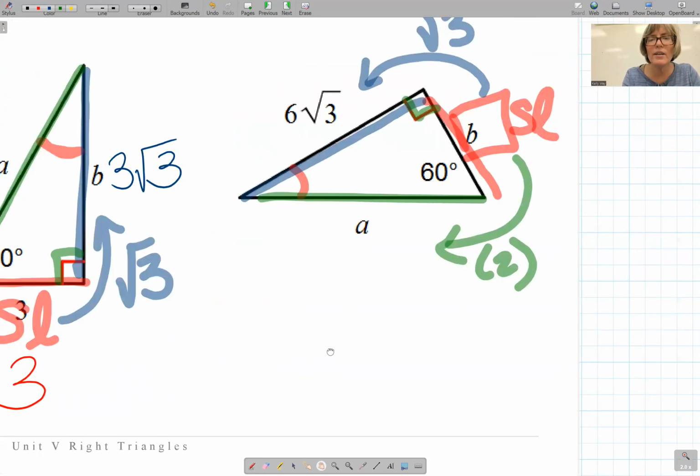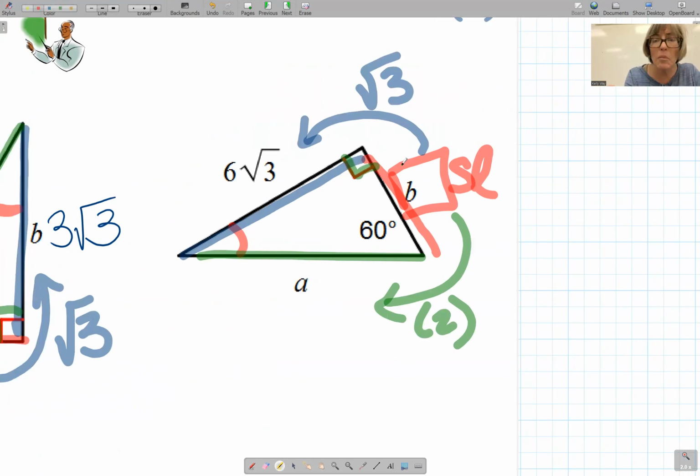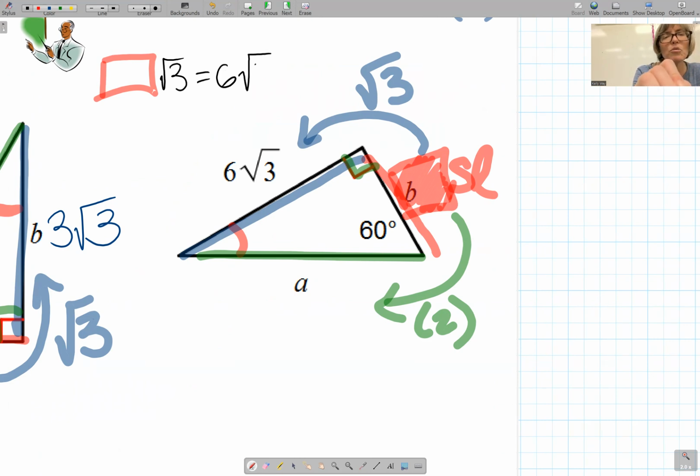On the right-hand side, life is a little bit more interesting. It reads like this. Some mysterious number times √3 is 6√3. Well, guess what that mysterious number is? 6. 6 times root 3 is 6 root 3. Times by 2, my friends, and you get a whopping 12.